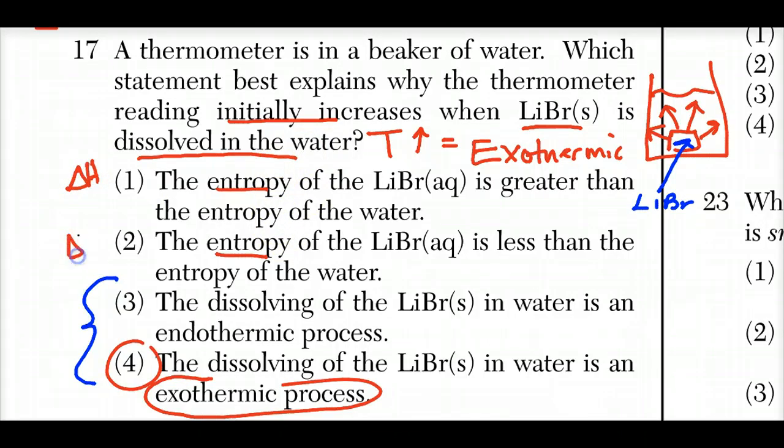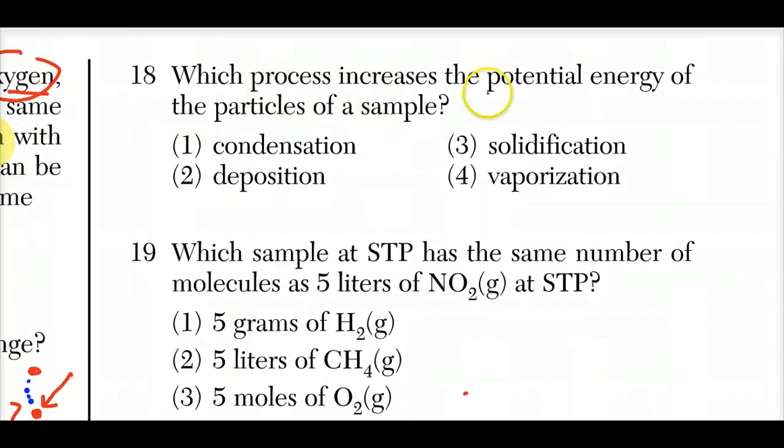Okay, so that's a kind of an independent variable. They're linked, okay, through different equations, but we're talking specifically about change in temperature. We're talking about change in energy, and lithium bromide was responsible for the change in temperature because it released it. 17 is 4. Okay, which process increases the potential energy of particles of a sample?